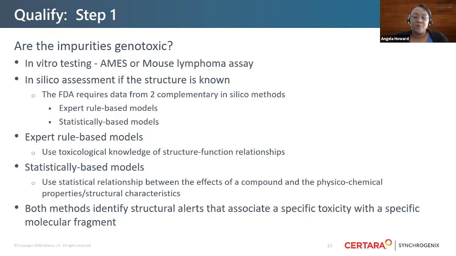And we can answer this question in one of two ways based on the guidances, either through in vitro testing, either the Ames test or mouse lymphoma assay, or we can do some in silico assessments if the structures are known. In this case, we know the structures. So the FDA does require data from two complementary in silico methods. You have to use models that are based on expert rule-based models and statistically based models. And so the expert rule-based models use toxicological knowledge of structure and function relationships. The statistically based models will use statistical relationships between the effects of the compound and the physical chemical properties and structural characteristics. And so both methods identify structural alerts that are associated with specific toxicity with a specific molecular fragment.